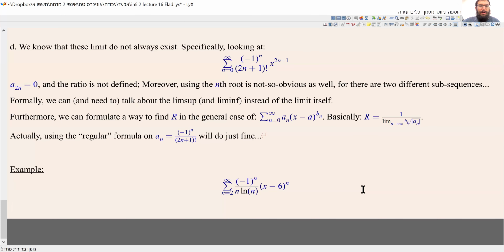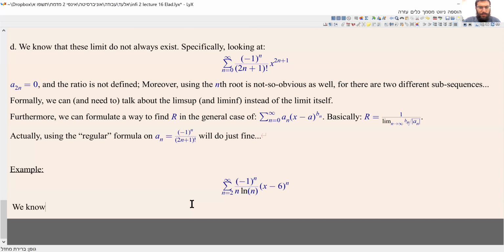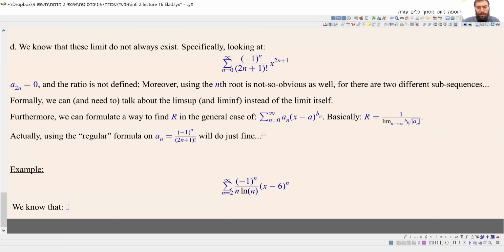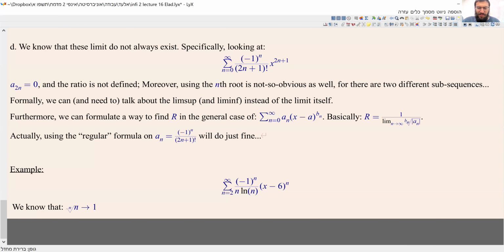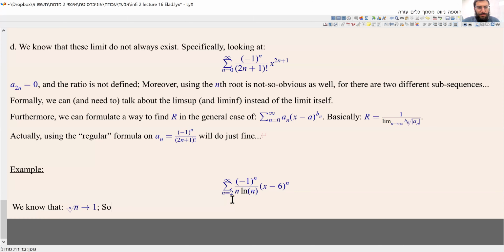So let's calculate R. We can choose nth root or ratio. We know that the nth root of n goes to 1 when n goes to infinity. And if you don't know it, then welcome. It is pretty easy to understand, but it's not trivial that the nth root of ln n goes to 1 as well.